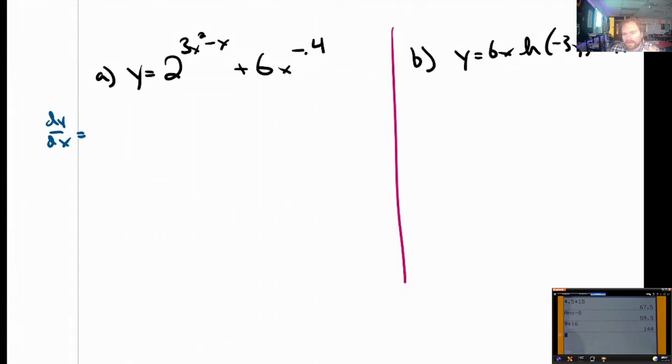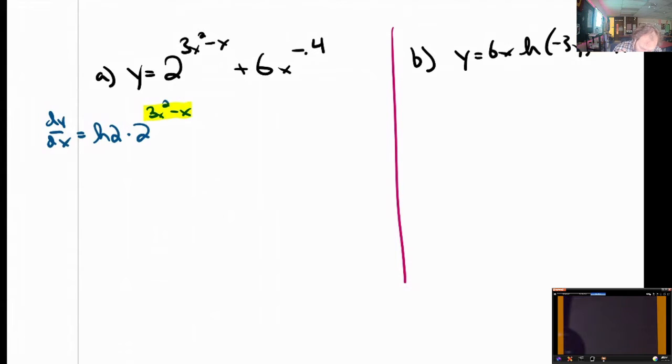This first problem has 2 to a power. The derivative of 2 to a power is the natural log of 2 times 2 to that power. But you need to remember to then multiply by the derivative of the inside function, which in this case is 3x squared minus x. So we're going to multiply that times 6x minus 1.